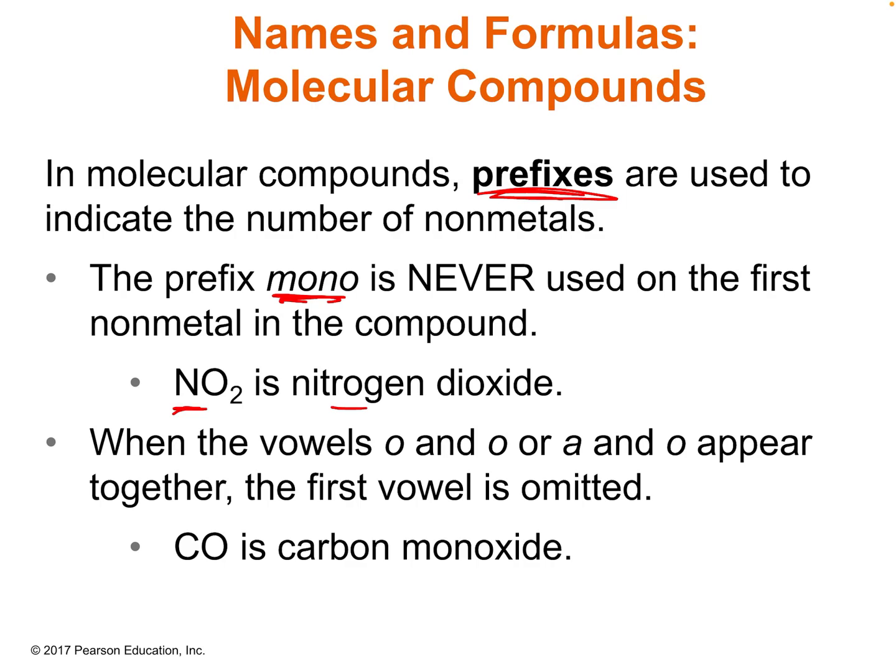So say there were 2, or 3, or 4 of the first atom. Then you would use a prefix. The only time you won't is if there's just one, and it would be mono. This will make more sense as we go forward.